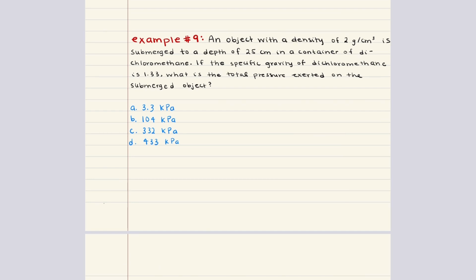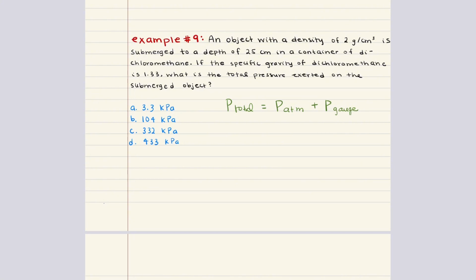Problem 9 says an object with a density of 2 grams per cubic centimeter is submerged to a depth of 25 centimeters in a container of dichloromethane. If the specific gravity of dichloromethane is 1.33, what is the total pressure exerted on the submerged object? Now, the total pressure exerted on a submerged object is going to be the sum of the atmospheric pressure and the gauge pressure.